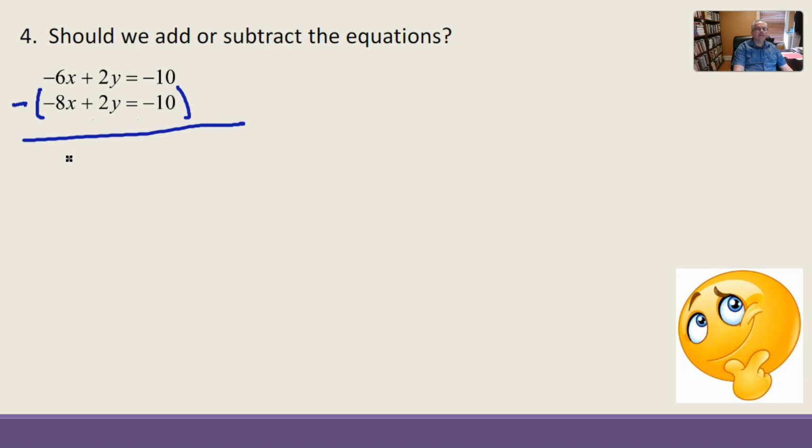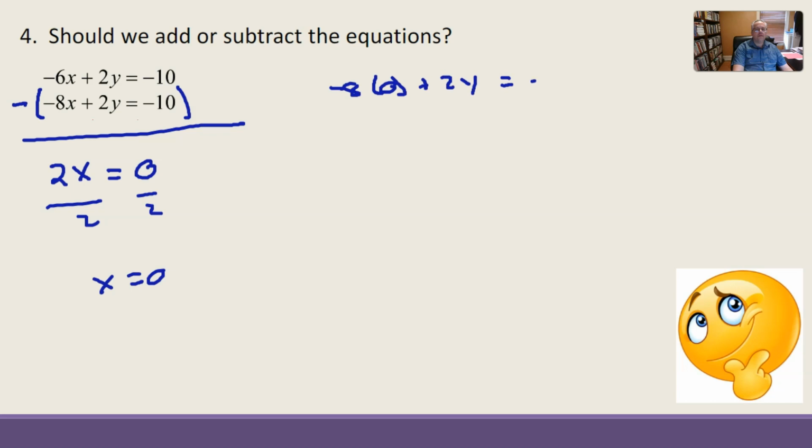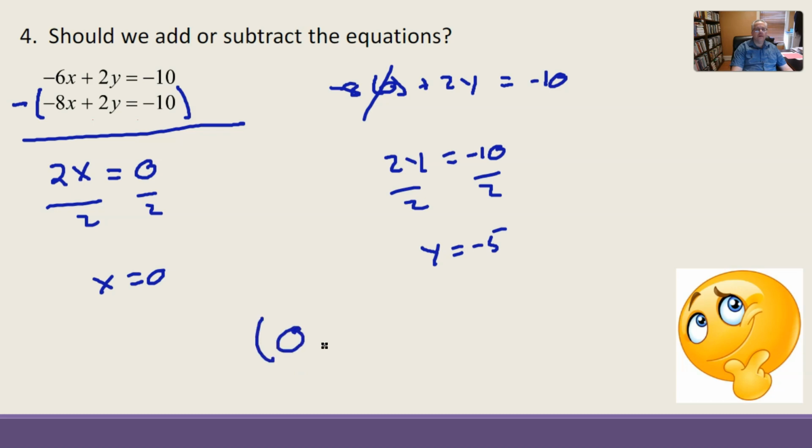Negative 6x minus a negative 8 is positive 2x. 2y minus 2y is 0. Negative 10 minus a negative 10, same as negative 10 plus 10, well, that's 0. And if we divide by 2, we get x equals 0. Just to be different, I'm going to put it in the second equation. Negative 8 times 0 plus 2y equals negative 10. Well, that's just 0. So we get 2y equals negative 10, and if we divide by 2, we get y equals negative 5. So our ordered pair is 0, negative 5.